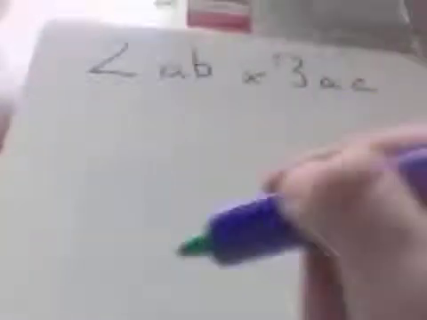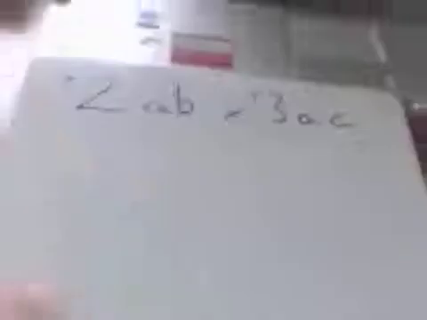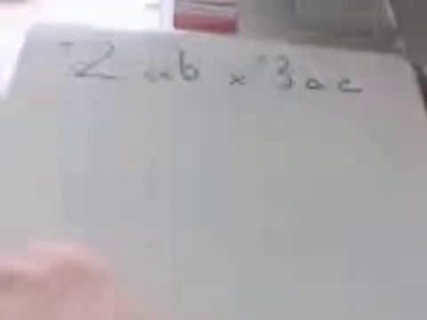Okay, I'm multiplying out, simplifying 2ab times 3ac. First thing to do is look at the numbers. If they haven't got a negative sign in front of them, then you know that they're positive. I do that to make it simpler for myself later on.